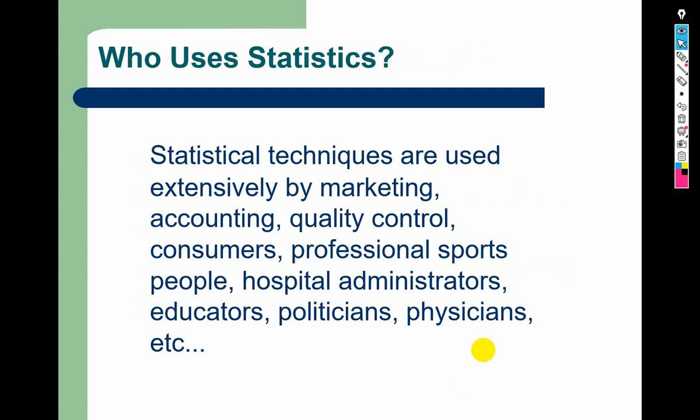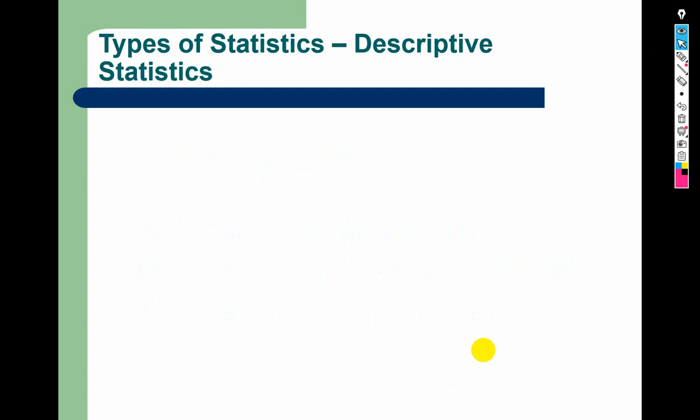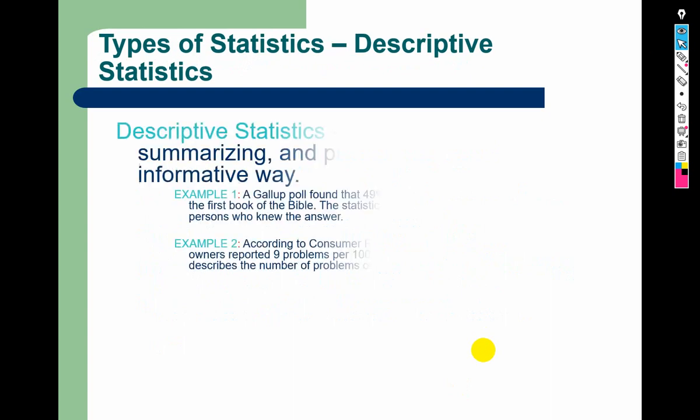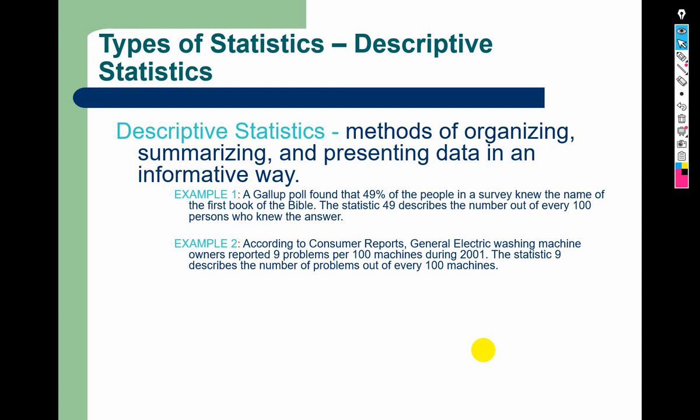Now we are using statistics in many fields like marketing, accounting, quality control, and so on. But now I have to move to the definitions that I need. Once you have a definition of statistics, from that definition you can differentiate between descriptive statistics and inferential statistics. If you are just organizing, summarizing, and presenting your data in a specific informative way, we name that descriptive statistics.